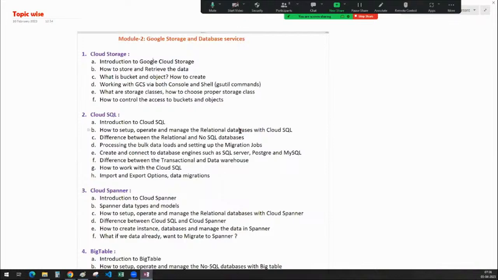Not only that, a very important thing is the security aspect, because Google Cloud is a scalable and secure platform. When you say secure platform, how do you make sure that it is secure? With the help of access control, retention policies, and bucket access. All of these things we are going to discuss. And after that, we are going to look at Cloud SQL.